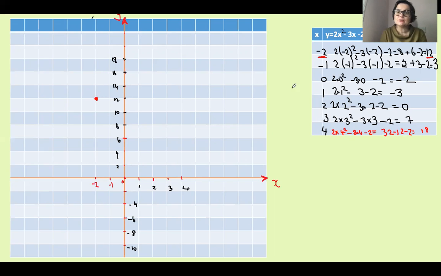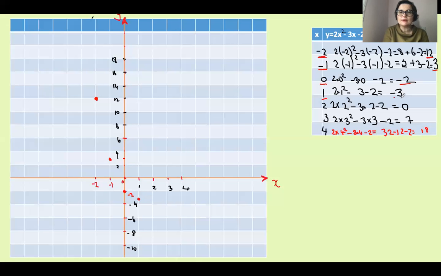Okay. Next one is minus 1, 3. And minus 1, 3 is going to be, this is where the 3 is. So it's going to be right here, minus 1, 3. Next one is 0, minus 2. So it's going to be right there. This is where minus 2 is. Okay. And then 1, minus 3. Minus 3 is right here in the middle. So it's going to be right here, 1, minus 3.